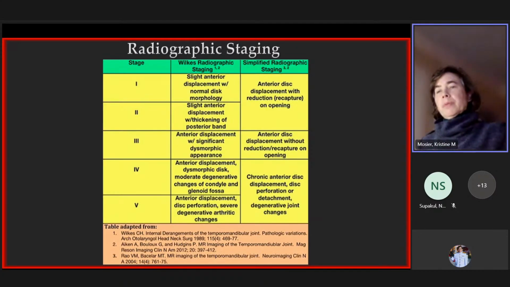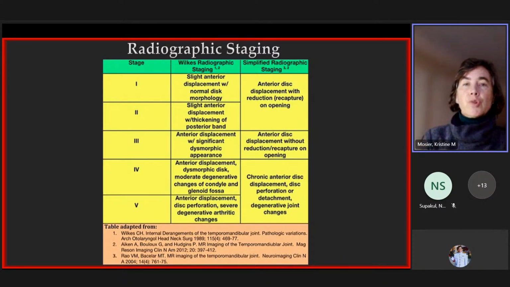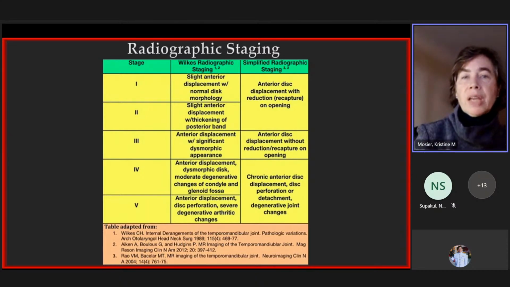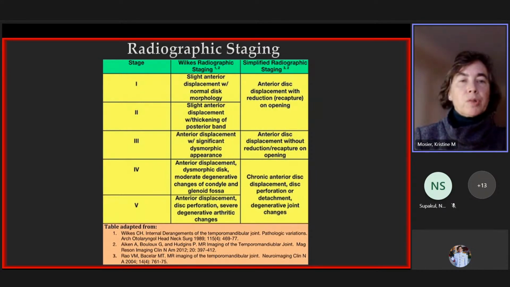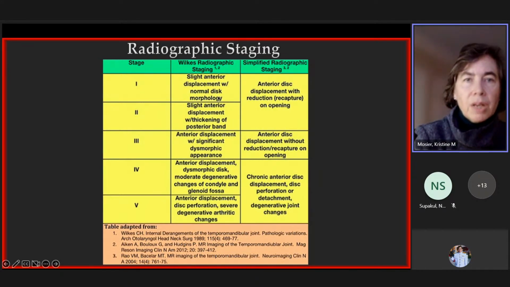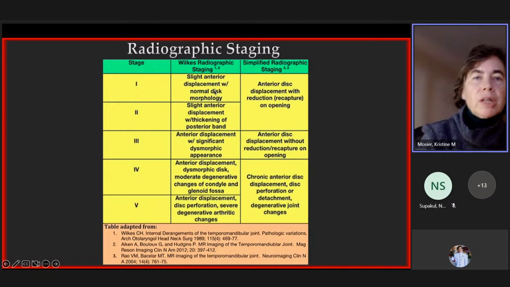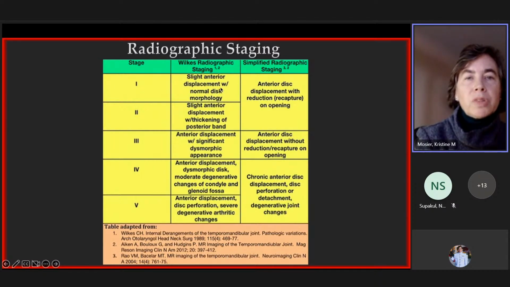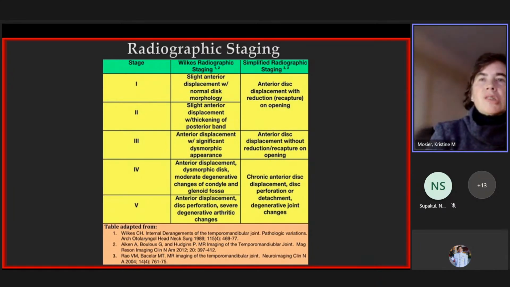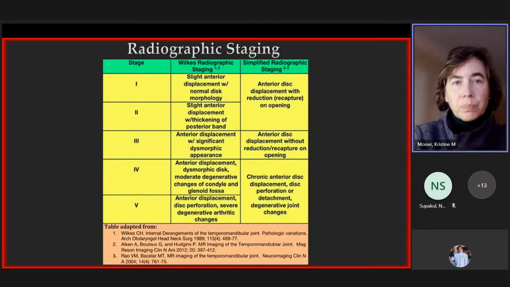So Dr. Matthews brought up earlier the idea of staging of these internal derangements and degenerative joint disease, and this is the Wilkes classification. That really is based both on clinical as well as radiographic staging. So in the Wilkes radiographic staging, again, it's just broken down to the degree of degenerative joint changes and internal derangements. So our earliest stage is where we have either a normal disc morphology or maybe a slight anterior displacement. So you really have the very early changes in the disc, if at all.